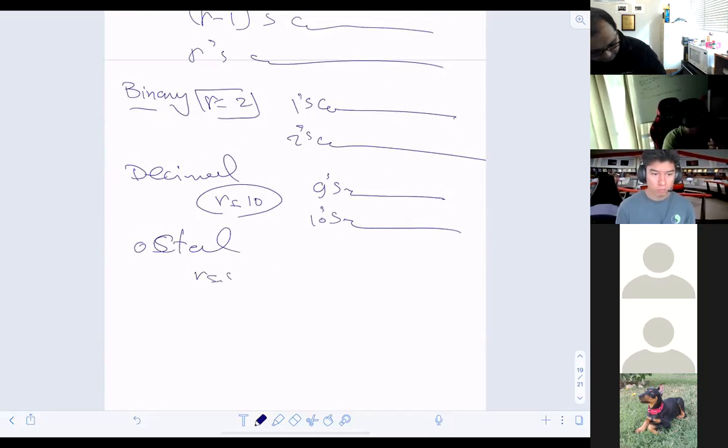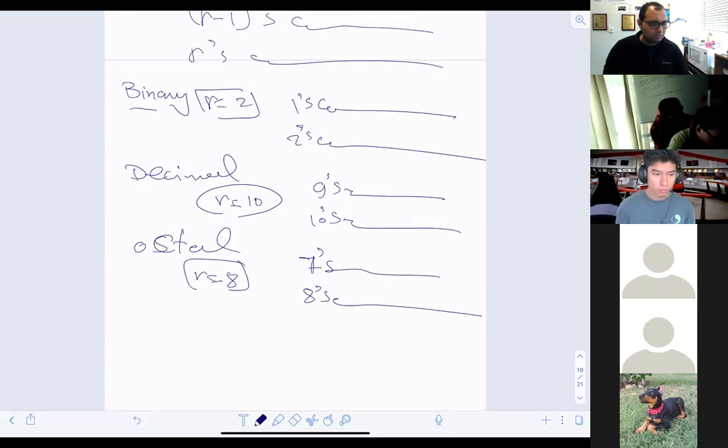My r is 8. So that means I am what? 7th complement or 8th complement? Right? Let's see what it means.